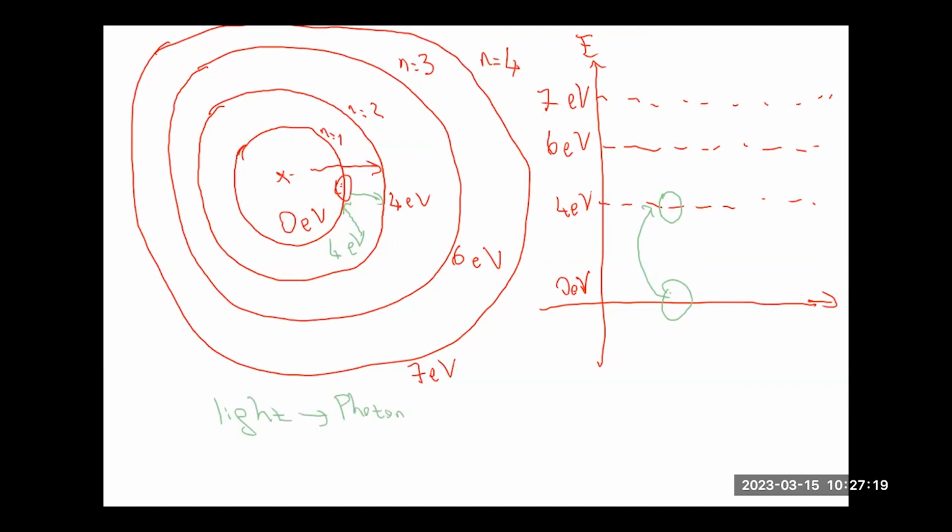We can send some photons to the system. For example, we are sending a photon which has, suppose we are at this energy scale and 2 electron volts. Then we can jump to this scale, or 6 electron volts. We can directly jump to 6 electron volts.